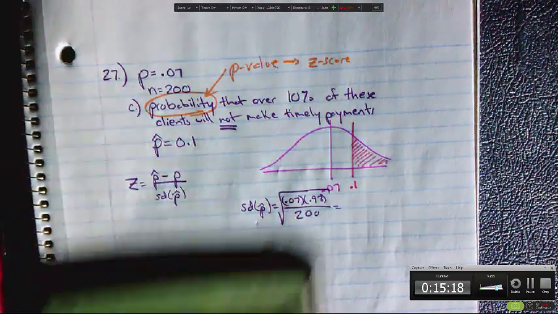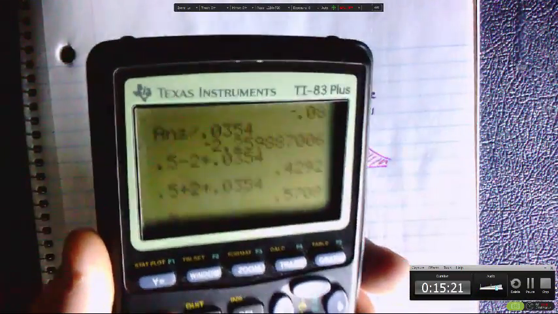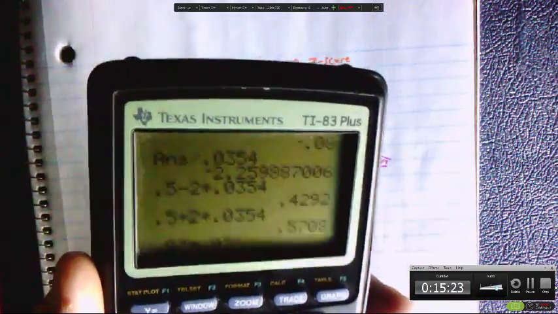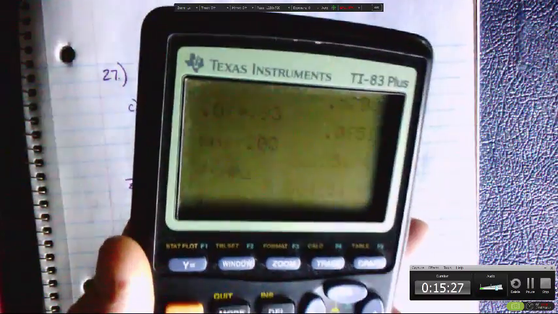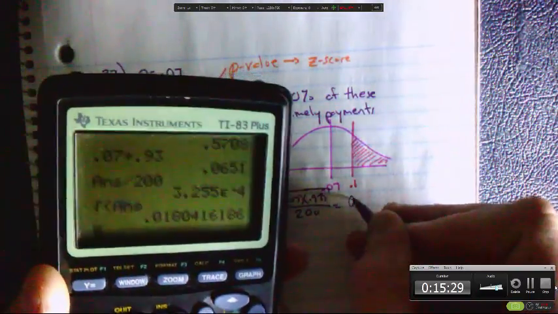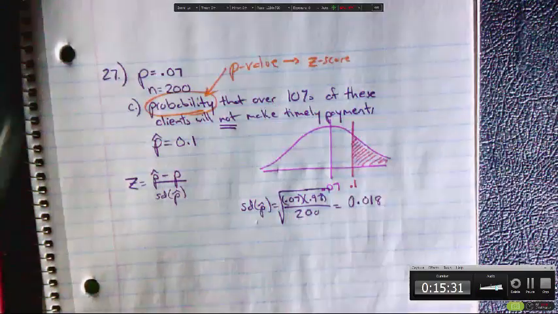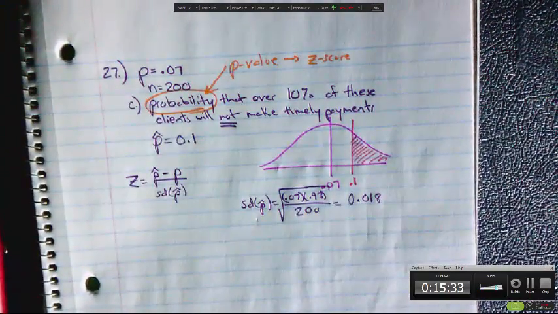Once again, guys, make sure you're following along with the calculator on this stuff. It's very easy to type this stuff in wrong. And if you type it in wrong, it will not give you the correct answer. We get 0.018.